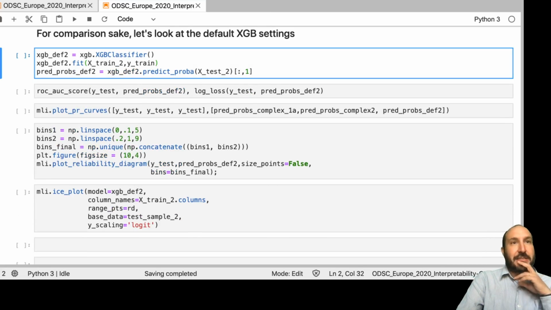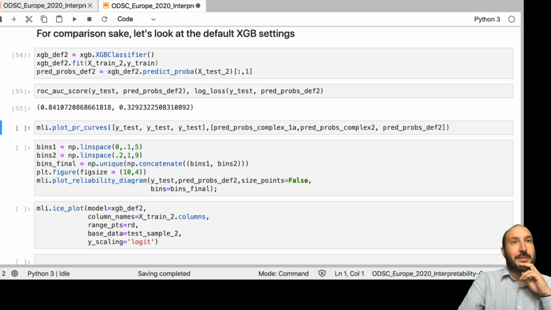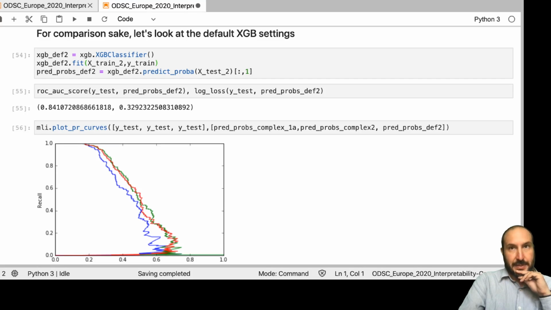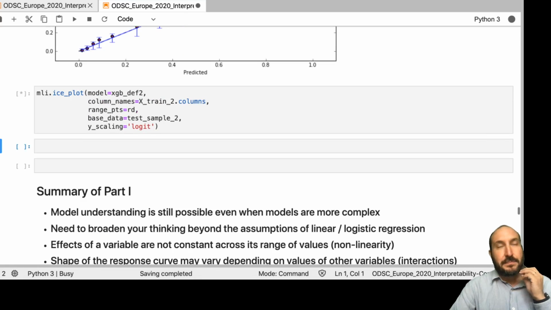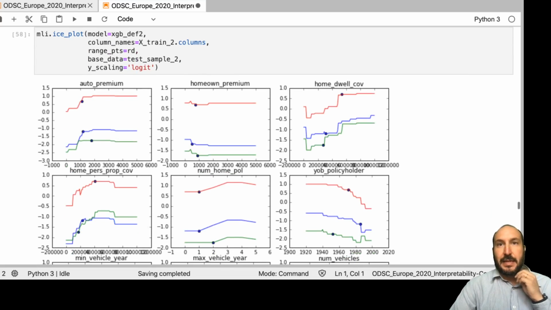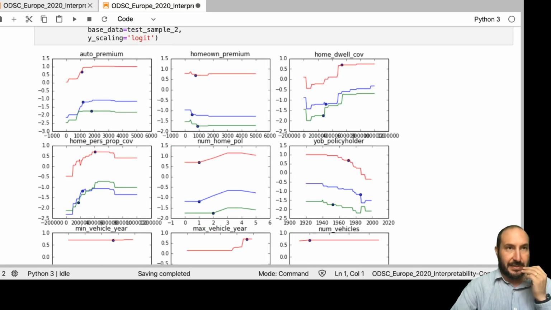Now, again, let's compare to what this model would look like with the same variables if we just use the default settings. So you'll see we get around the same performance. Calibration still looks okay. But let's do the ICE plot. And you'll see it looks okay, but we still have a lot more of these little jiggly things. So if we look at the home personal property coverage, which is the second row, first column, and you look at this top curve, we see that, like, you get this drop down and then drop back up, this little spike down.